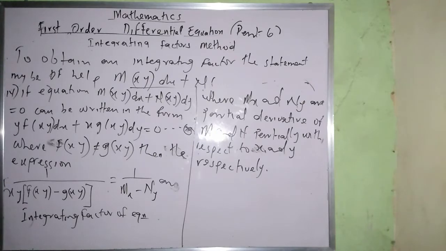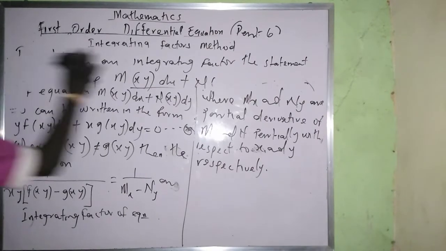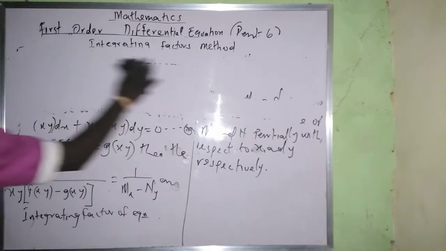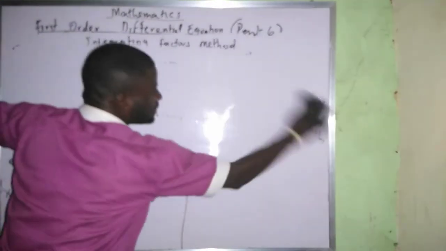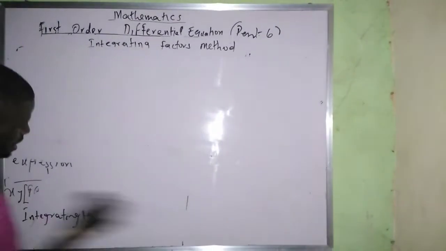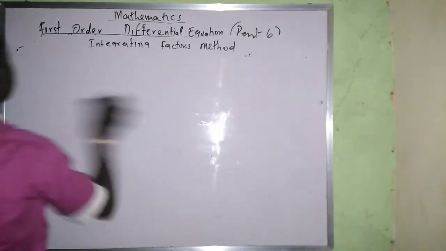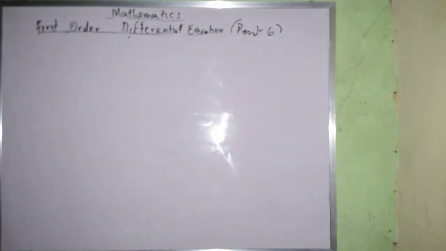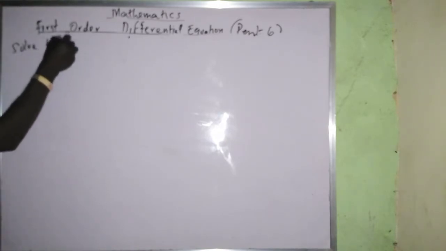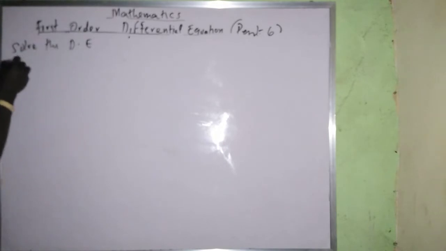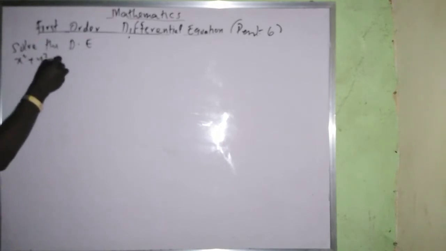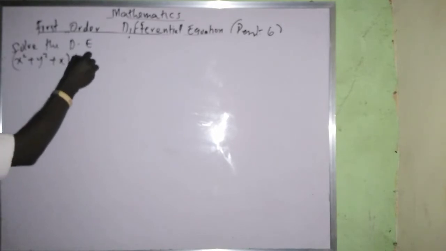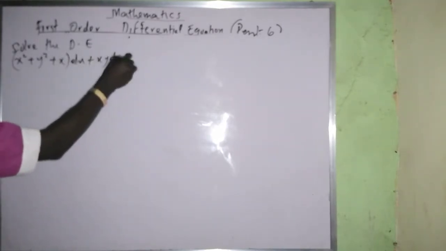Okay, if I have a problem this way, please take note of this problem. I want to give two problems that will explain the whole story, because of time I won't be able to move as fast. The problem is like this. Solve the differential equation (x squared plus y squared plus x) dx plus xy dy equals 0.